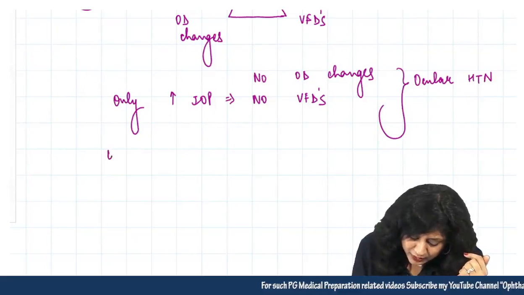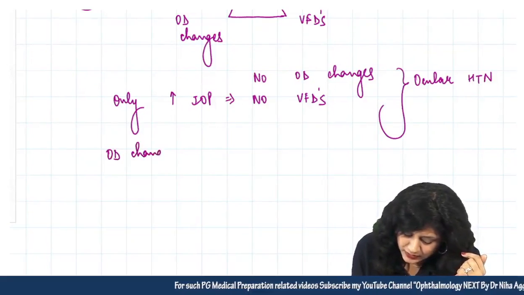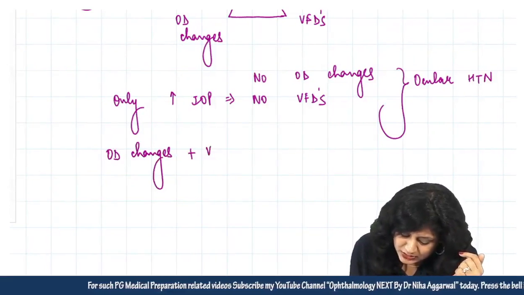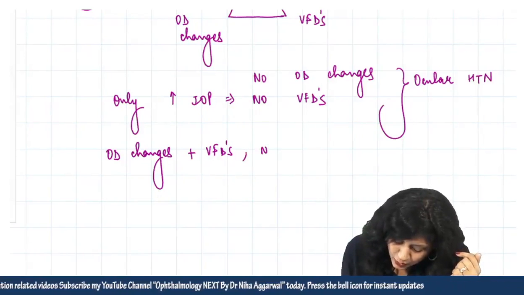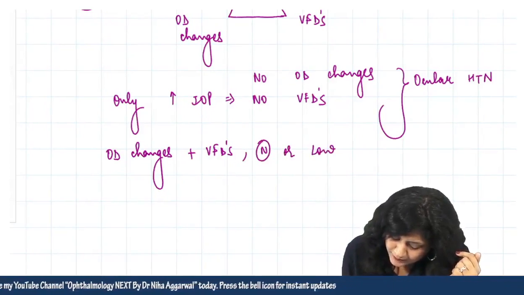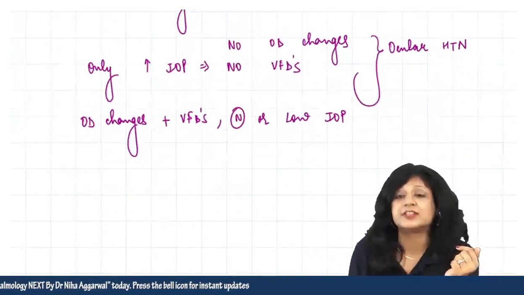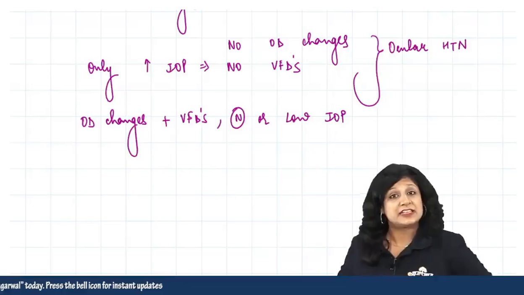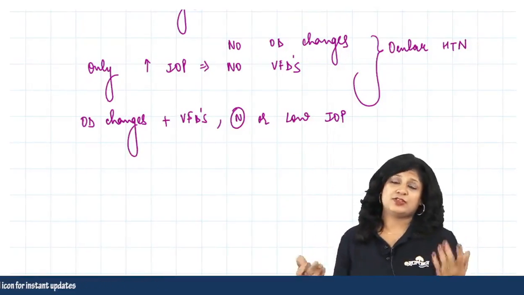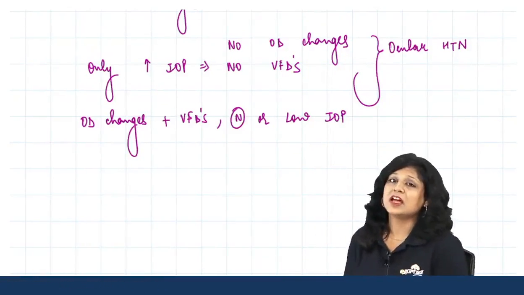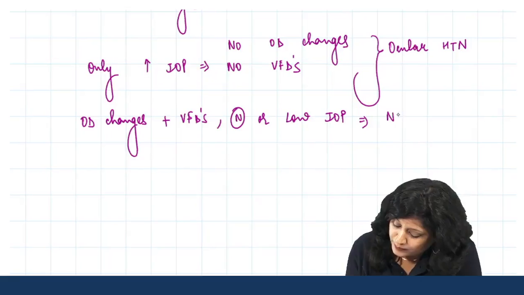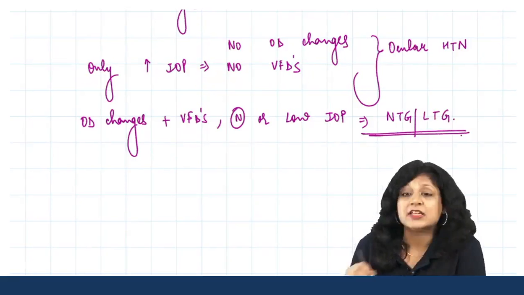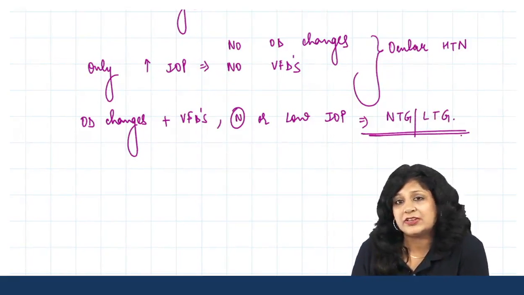And there is another scenario: optic disc changes plus visual field defects, but with normal or low IOP. I can see the changes of glaucoma, but the intraocular pressure is normal or towards the lower side. Then this is called normal tension glaucoma or low tension glaucoma.